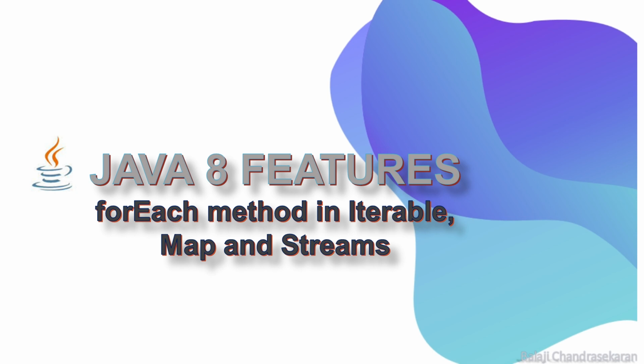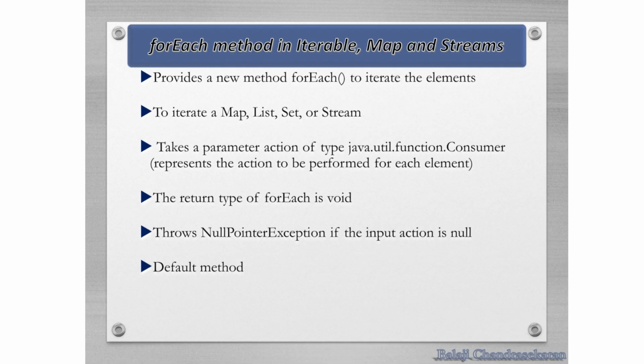I am Balaji Chandrasekharan. Today I will be discussing one of the features of Java 8, the forEach method in the Iterable, Map and Stream interfaces. With the release of Java 8, there were significant improvements and additions to existing APIs. The forEach method is one such addition, and it was introduced to several interfaces, including Iterable, Map and Stream.